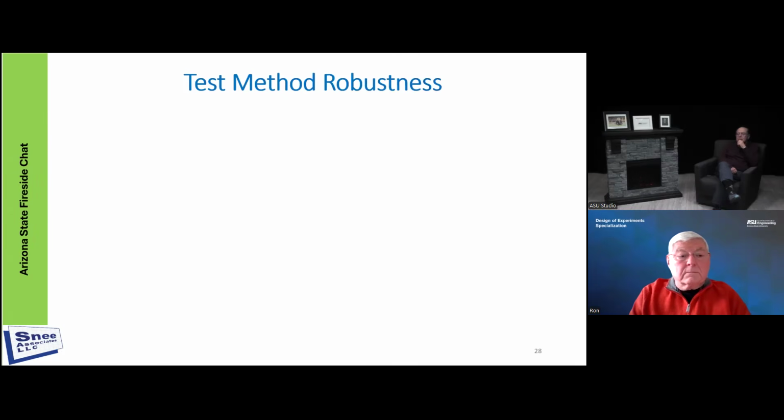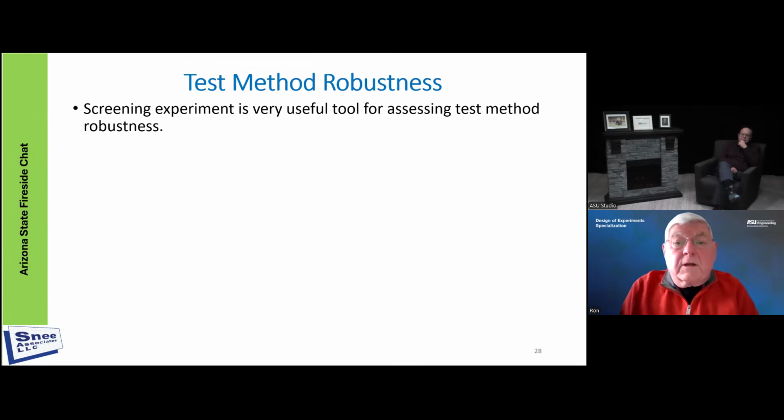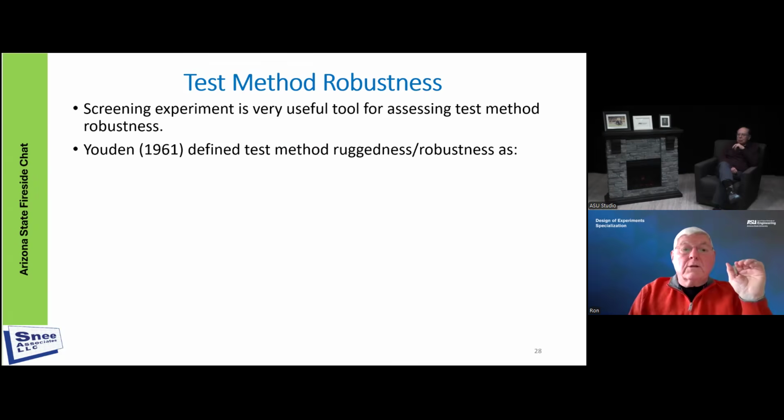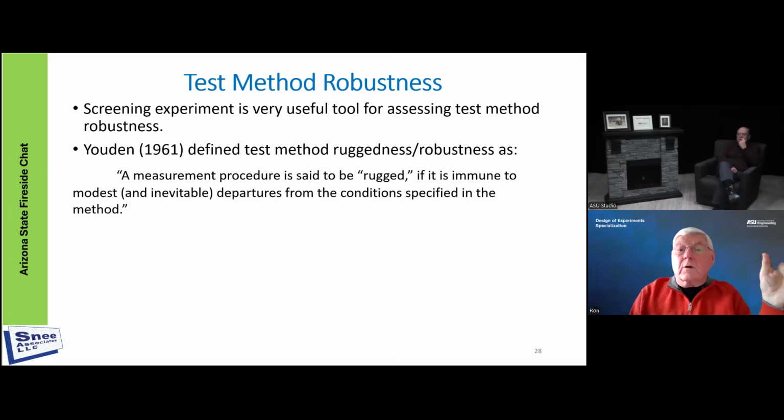All right. Now, one more example and we'll be done. I'm going to talk about test method robustness. In my view, the statistical community hasn't really paid too much attention to the whole idea of test method robustness. And the screening experiment is a useful tool for assessing that. Jack Youden told us this back in 1961. He defined test method ruggedness, he called it, or robustness.